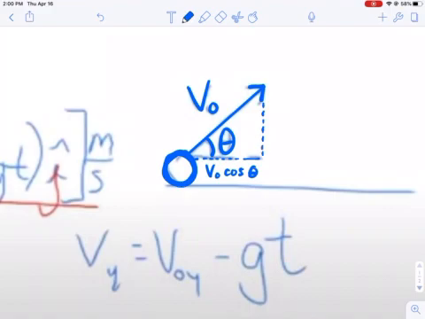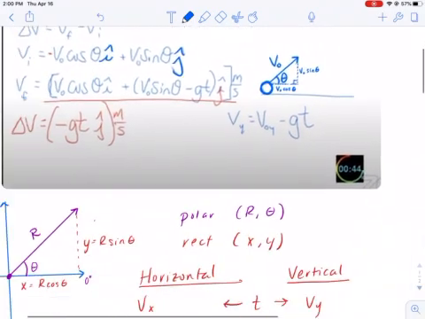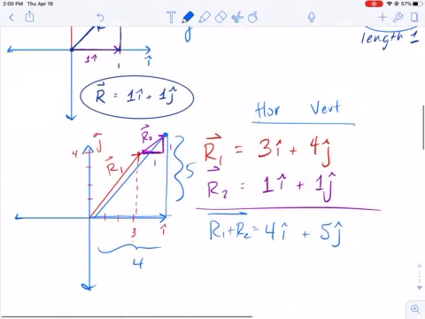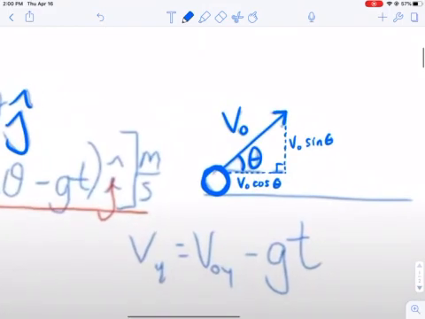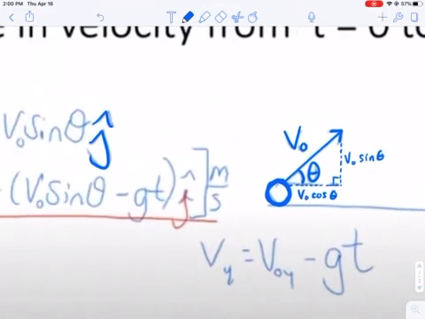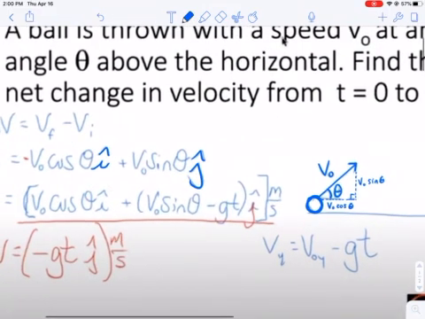Now let's do the vertical component. The length of the vertical component would be V naught sine theta. Again, those are just lengths. They're numbers. Just like down here, this length is 4. We're going to use those numbers, or she uses those numbers in her solution.